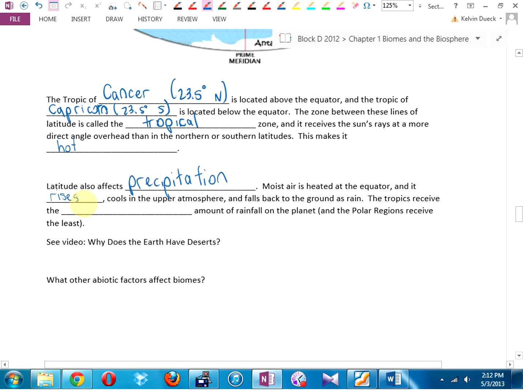And you see it all the time. If you leave a pop can that's cold on the counter in a hot day, what do you see on the outside of the can? Okay, it condenses and falls back to the ground as rain. In fact, the tropics receive the most amount of rainfall on the planet.